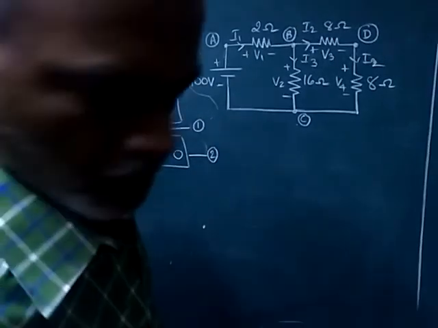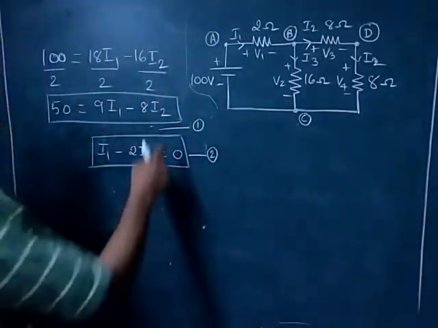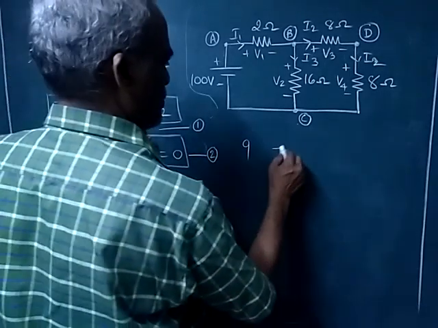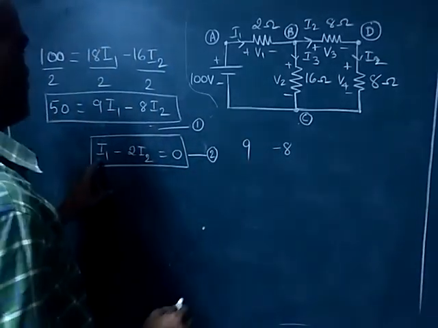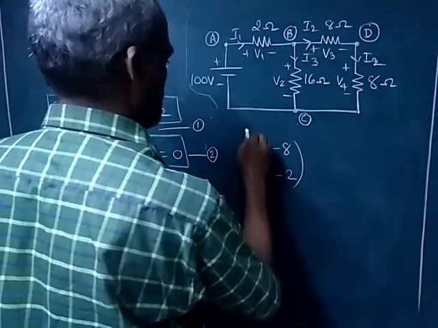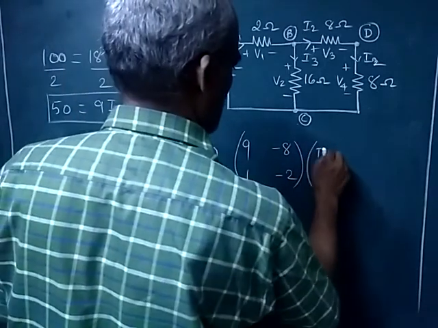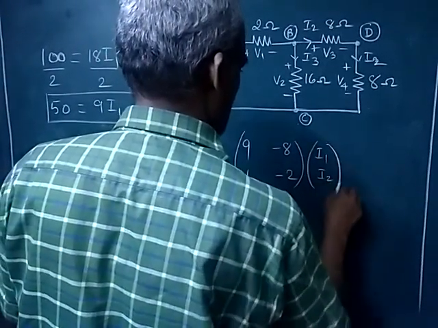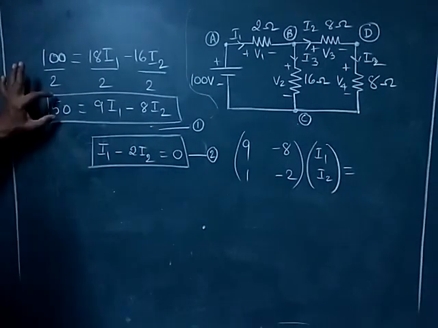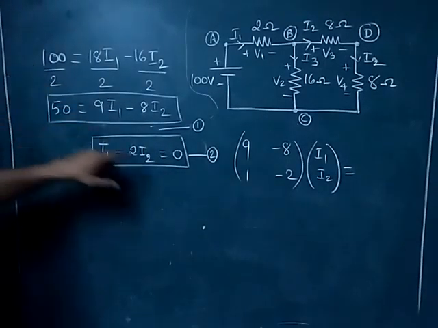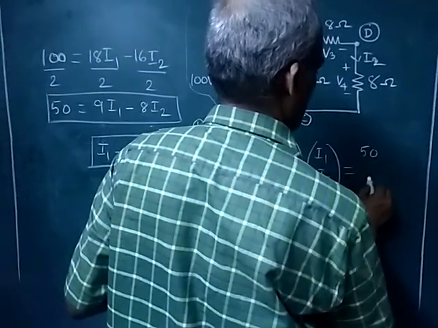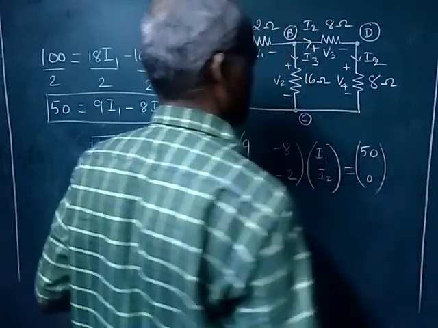Okay. So first what you have to do is, first equation 9 minus 8, and for the second case 1 minus 2. Then we write I1 I2 is equal to the voltage. First equation is 50, second equation it is 0. So 50 and 0. Okay.